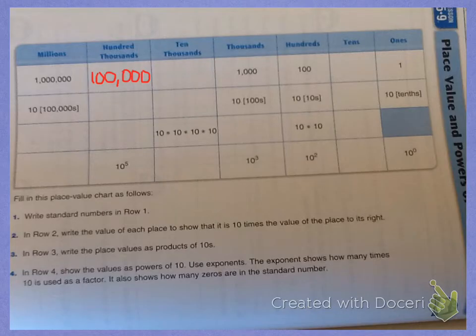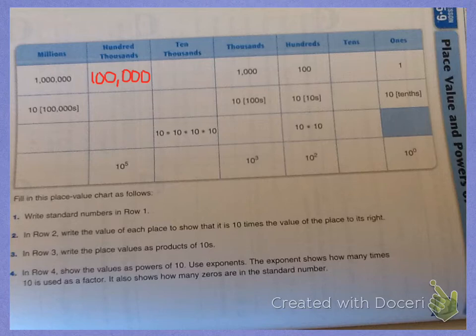Okay, so that brings us to talk about a page that you're going to be working on in your SMJ this week. And you'll notice that I've got place value up at the top of my page. I've got my millions, my 100,000s, my 10,000s, my thousands, my hundreds, my tens, and my ones. And on the left side, I have the number 1 million.